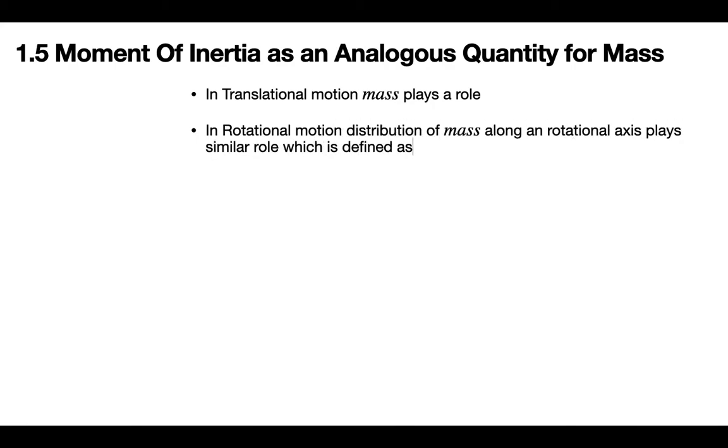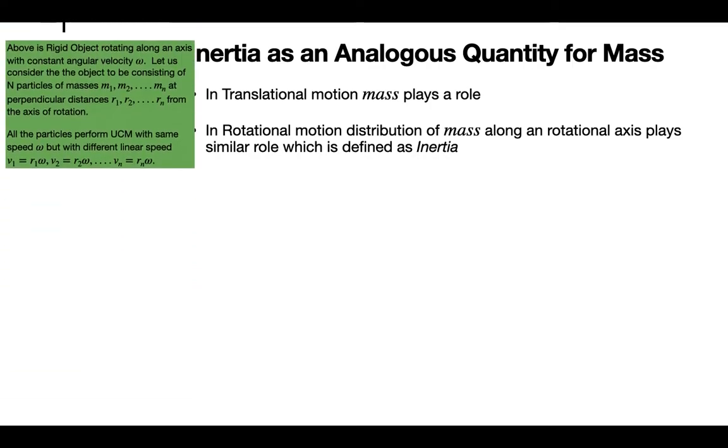You must have studied in class 11th what mass is and its role, a kind of inertia, in translational motion. So in translational motion, mass plays a role. If you move any body with velocity v, it has some inertia, which is mass into velocity. Similarly, in rotational motion, the distribution of mass along the rotational axis plays a similar role, which is defined as inertia.